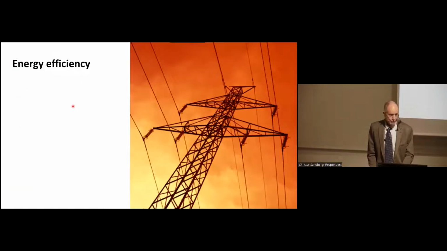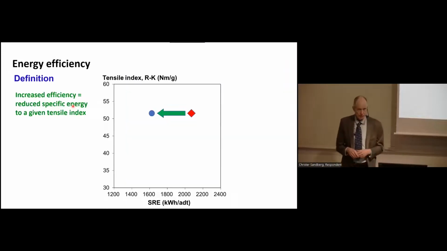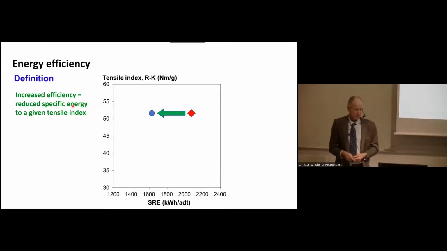So let's look at more details in terms of the energy efficiency. And when I talk about energy efficiency here, this is meaning that reducing the specific energy to a given tensile index. It's not so easy to define energy efficiency for mechanical pulping. Rita Fritius and Olof Fritius and I have written a paper on that if you're interested to dig a little bit more into energy efficiency. But reduced specific energy to a given tensile index.